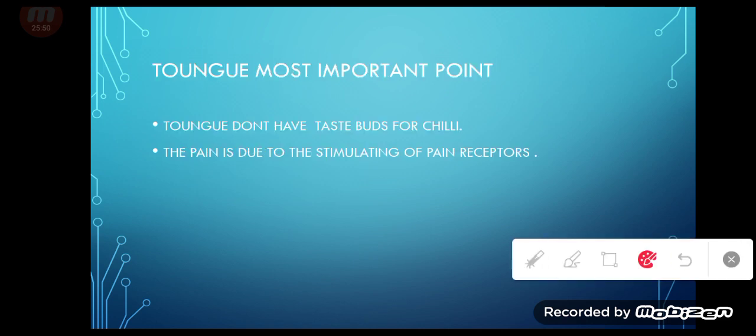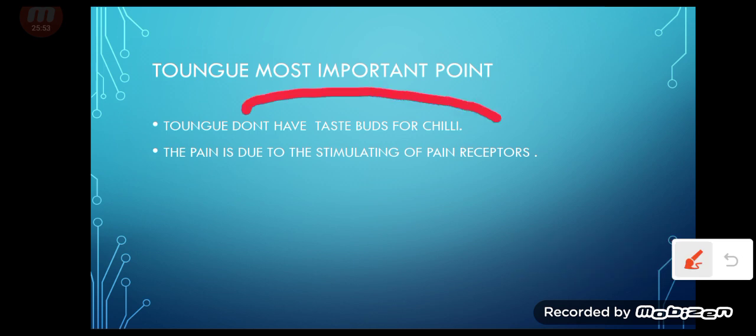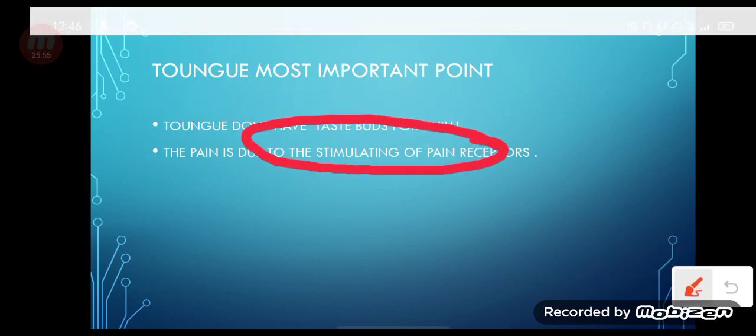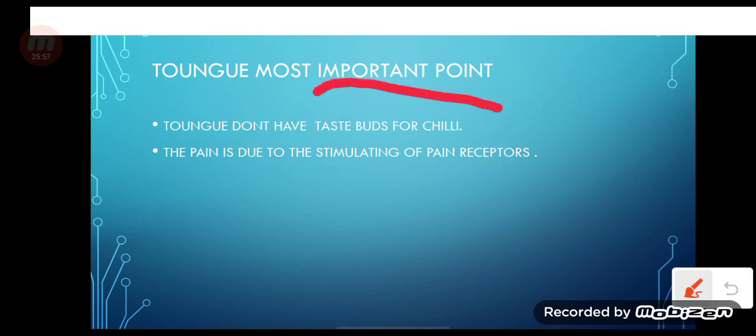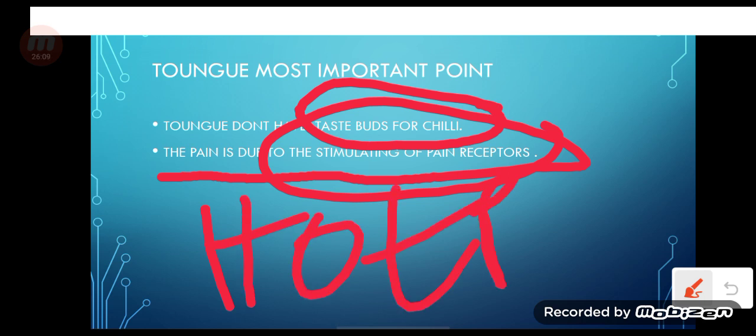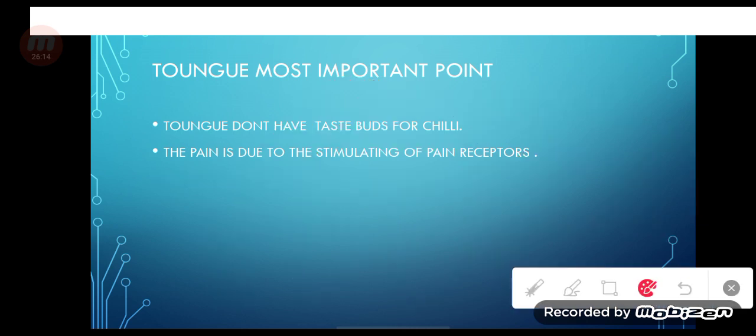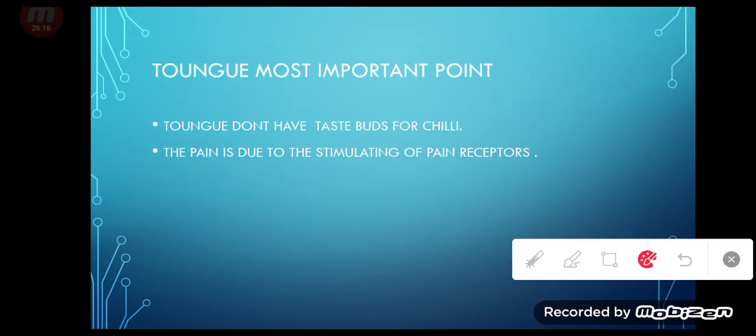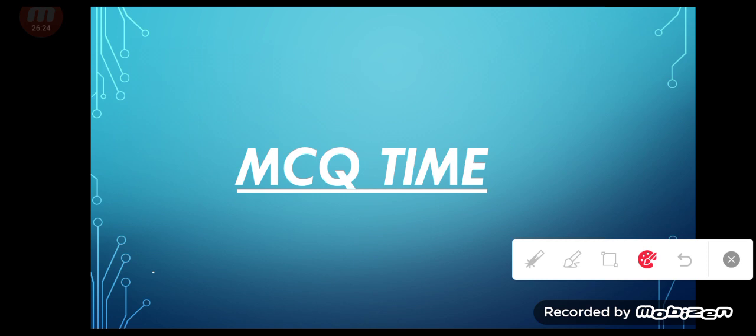So the last point of the session is that the tongue does not have taste buds for chili. So when we eat chili, there are no taste buds for it on the tongue. The pain is due to the stimulation of pain receptors. We feel hot as well as pain. This is because of stimulation of pain receptors.